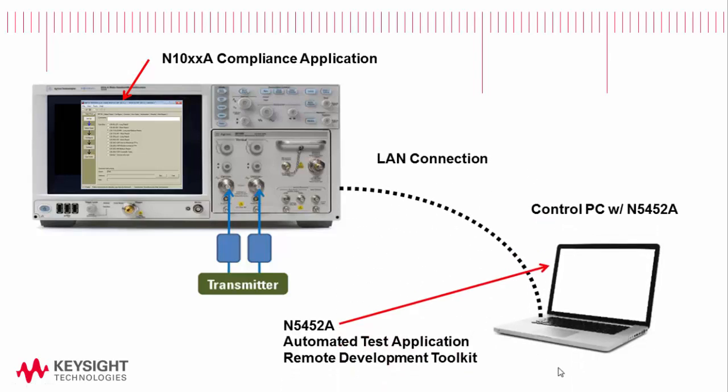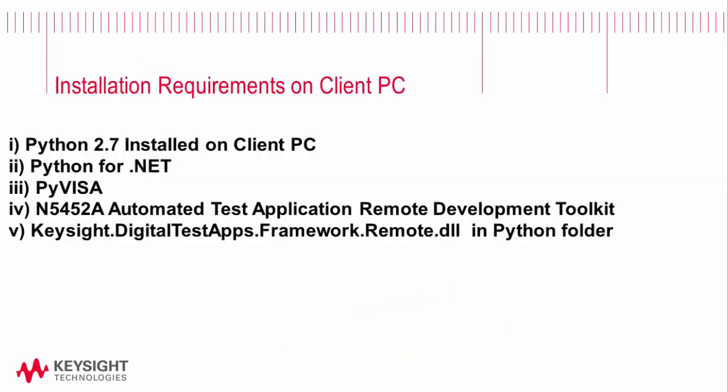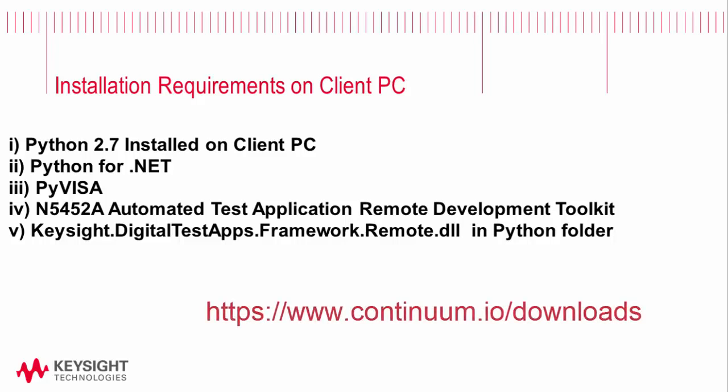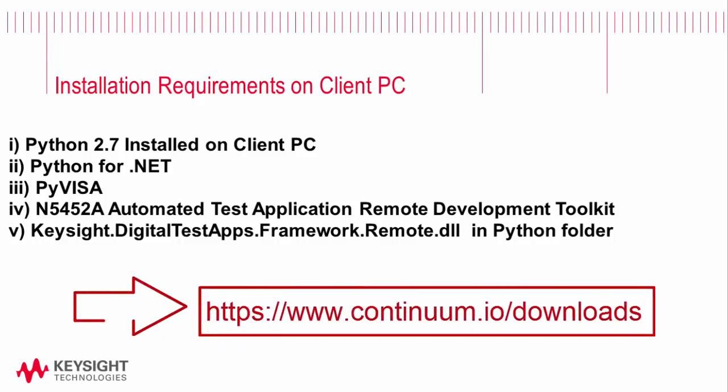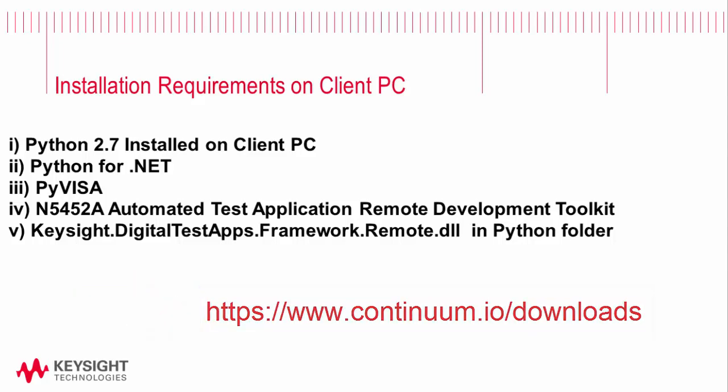On a control PC, we're able to install the N5452A Automated Test Application Remote Development Toolkit, which will communicate with the compliance app over a LAN connection. The installation requirements on the client PC are to have Python 2.7 installed. If you don't have Python installed already, you might want to check out the Anaconda installation from Continuum Analytics. It's a powerful installation that includes many of the modules that are required for scientific and engineering calculations.